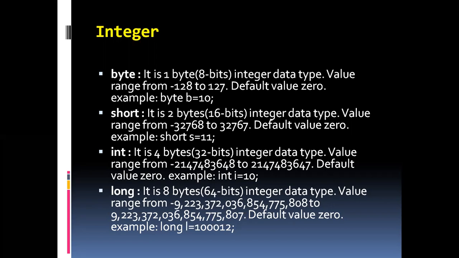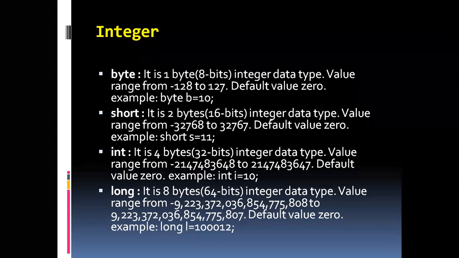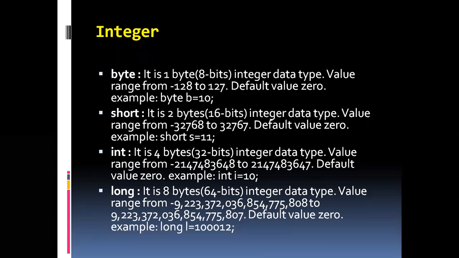Byte means only 1 byte, 8 bits, 2 power 8. And the second one, short. It is a 2-byte data type. Here 2 bytes means 16 bits, 2 power 16, so the range is minus 32768 to 32767. Within the range we declare. Here also the default value is 0. The short data type can be declared with the help of the short keyword.